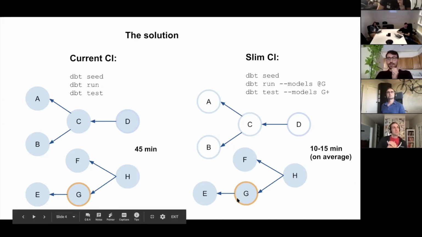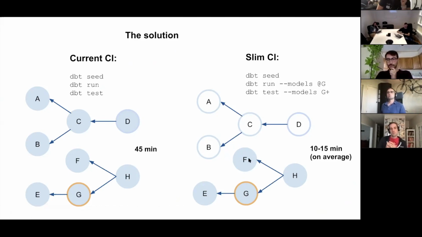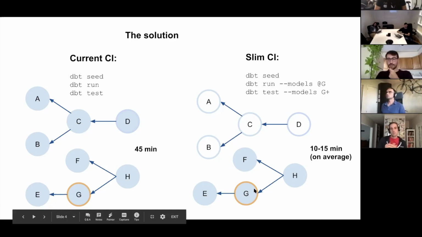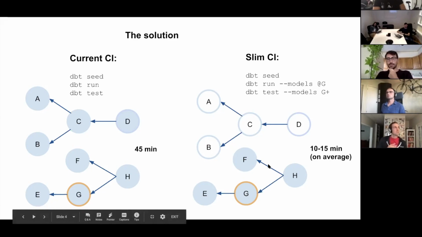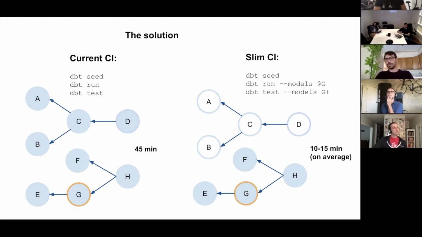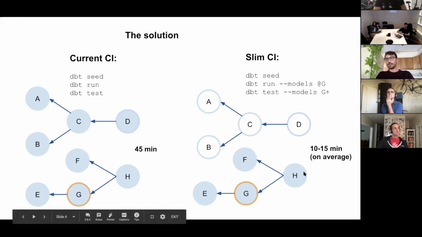So we'll run the @ operator on G. All of the models filled in with blue have been run in the CI schema. Then we only run tests on G, the model that changed, and anything downstream of it. Even though we need model F and model E to be present in the dbt schema in order for all of the models to build, those weren't affected by the change we introduced in model G. So the only things that could have possibly changed are model G and anything downstream of it, so model H in this case.